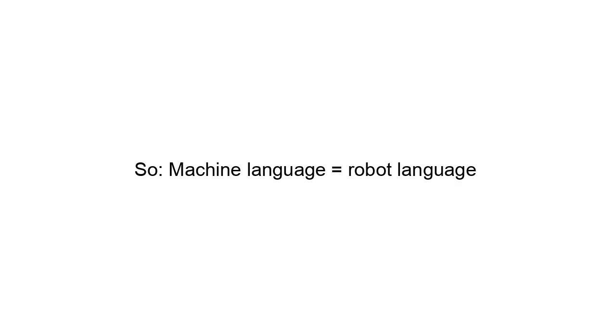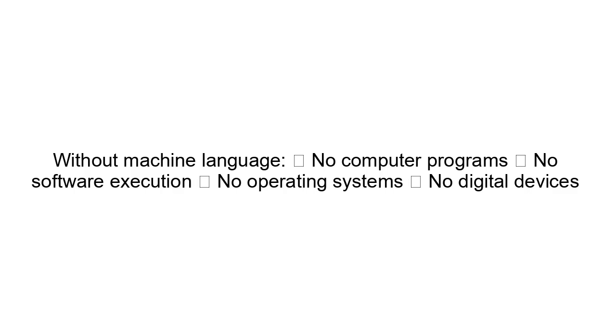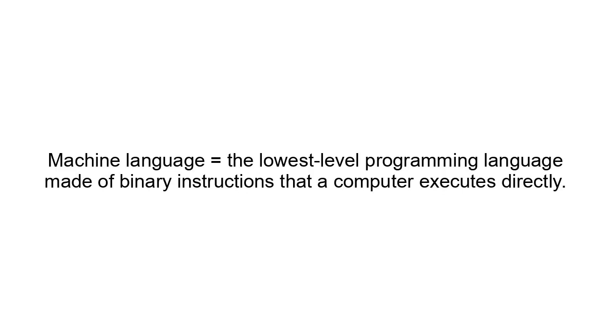Important point. Machine language is the base of all programs. Is executed directly. Is hardware specific. Is extremely fast. Is very hard for humans. Without machine language, ❌ no computer programs. ❌ No software execution. ❌ No operating systems. ❌ No digital devices. Simple definition. Machine language equals the lowest level programming language made of binary instructions that a computer executes directly.